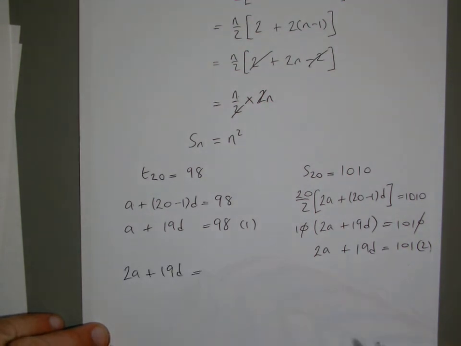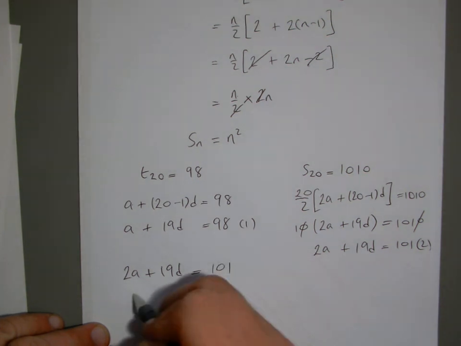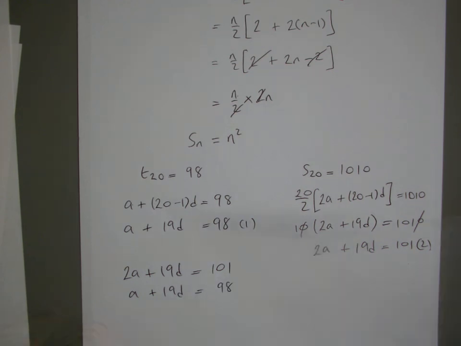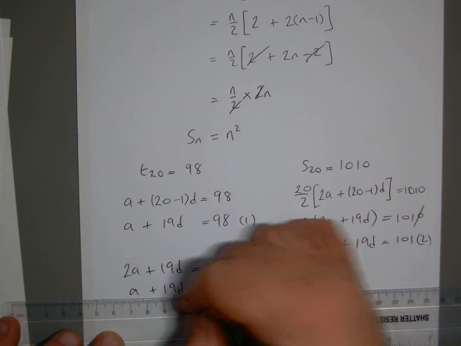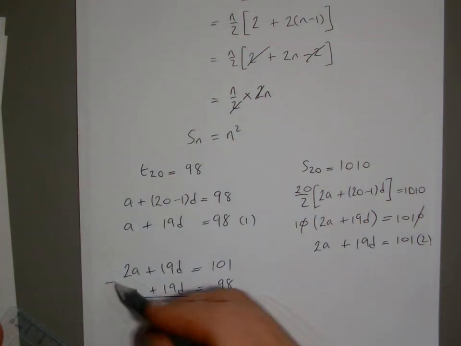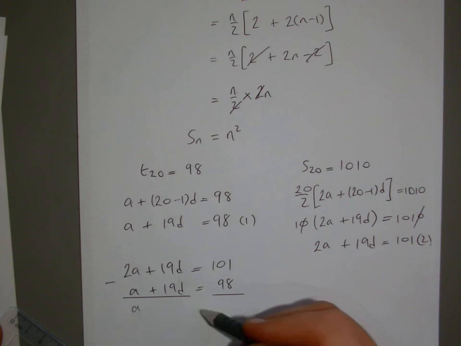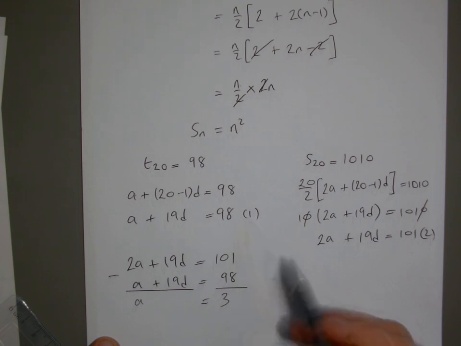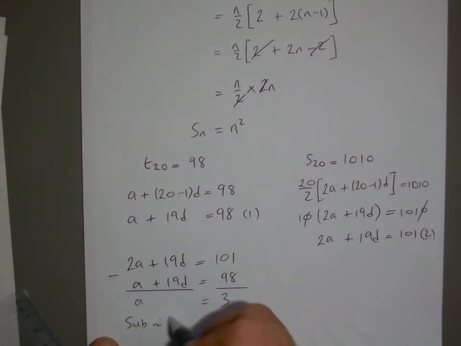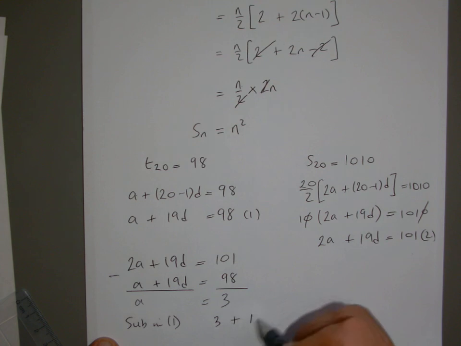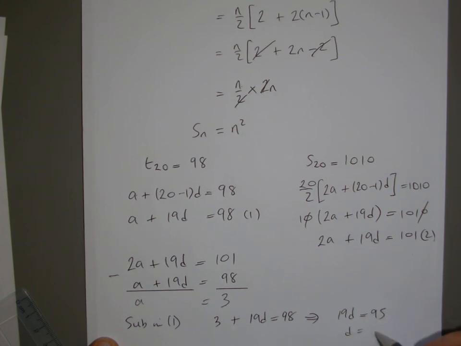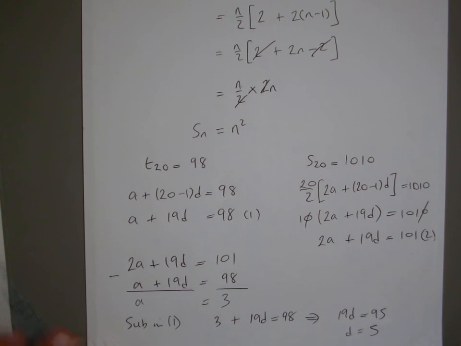So if I write down 2a plus 19d is 101, and if I write the other one down, a plus 19d is 98, and if we just subtract them straight away, then you get your a out. So I think a there is equal to 3, isn't it? Taking them away, you get a there, the 19d cancel, and you get 3 there. So a is 3. And then to get your d, you just sub it back into the first one. So 3 plus 19d is 98, which implies 19d is going to be 95. So then d has got to be 95 divided by 19, which works out nicely to be 5.